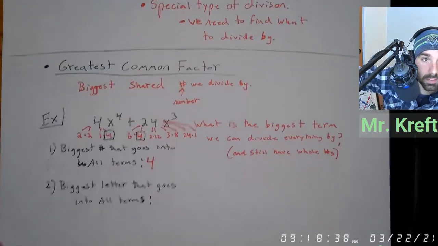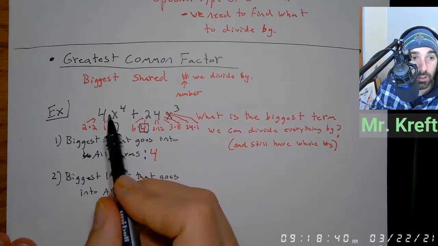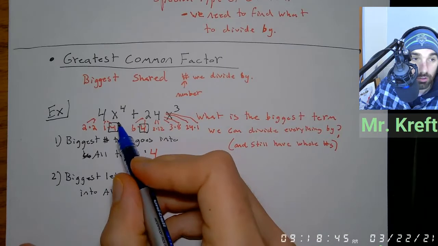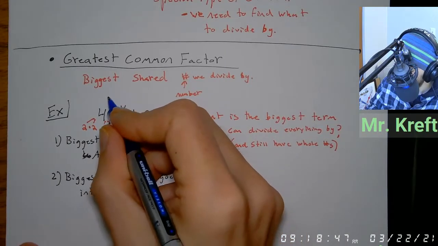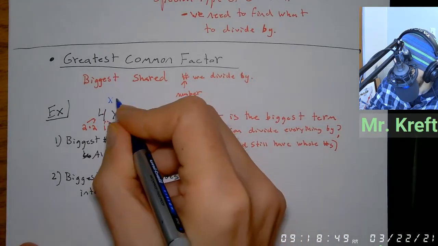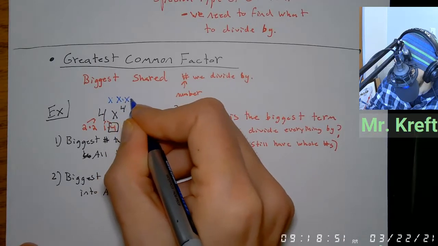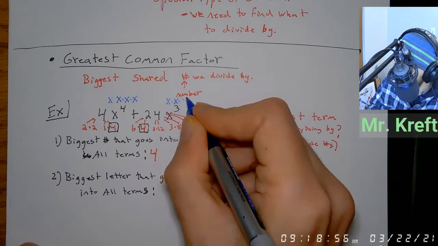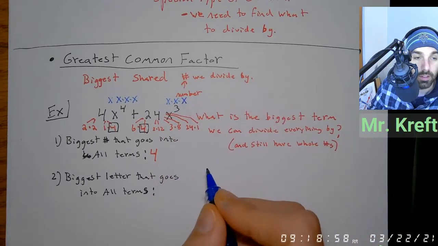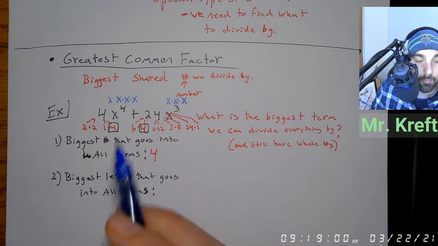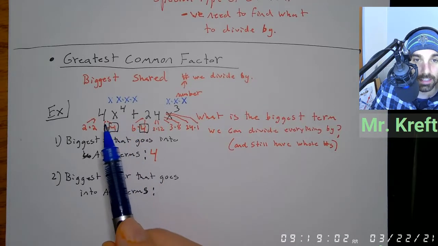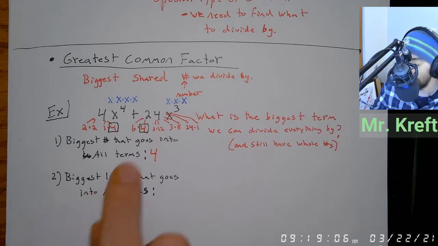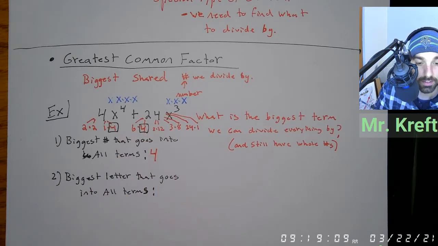Okay, so now we want the biggest letter. To get the biggest letter, we're looking at x's. Let's take a look at this. X to the 4th is x times x times x times x. And then this is x times x times x. So what's the greatest amount of x's that I can divide each term by? What do you guys think? How many x's can I pull out of both of these? What's the biggest number of x's?